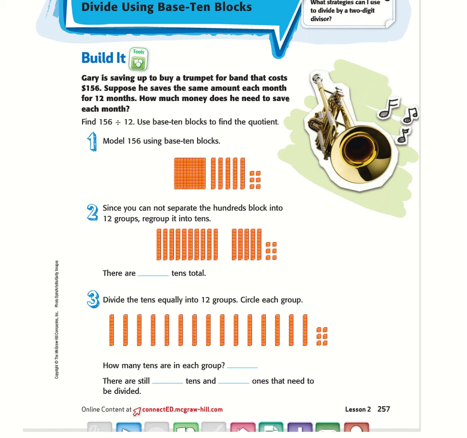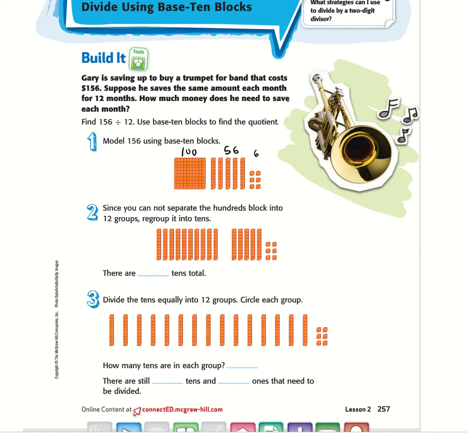Suppose he saves the same amount each month for 12 months. How much money does he need to save each month? So find 156 divided by 12. Use base 10 blocks to find the quotient. So this is 100, and then we have 50 and 6.